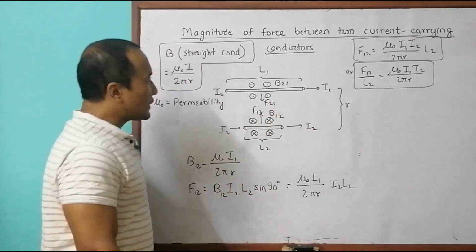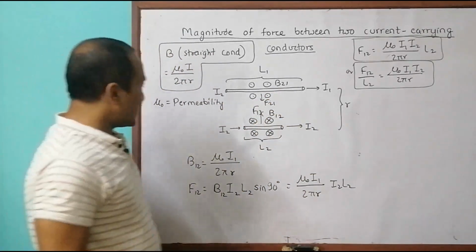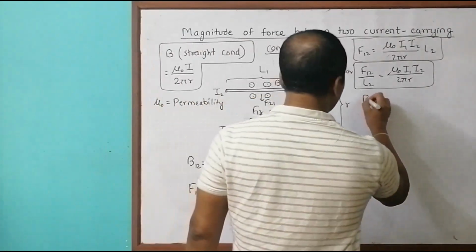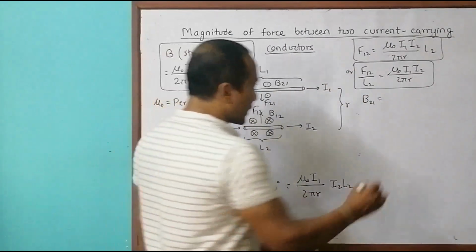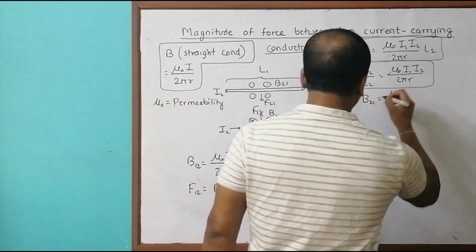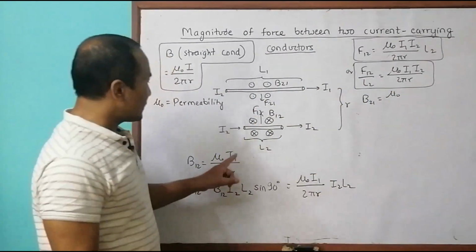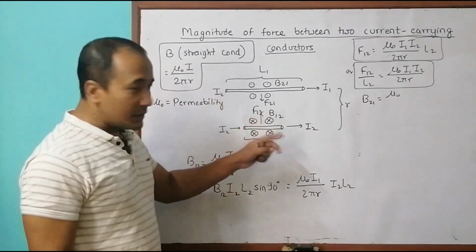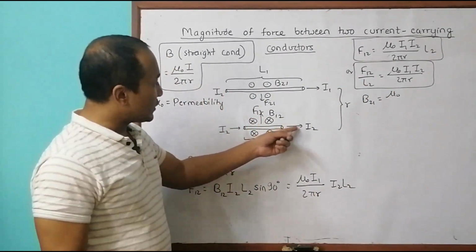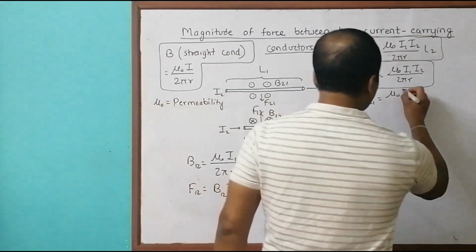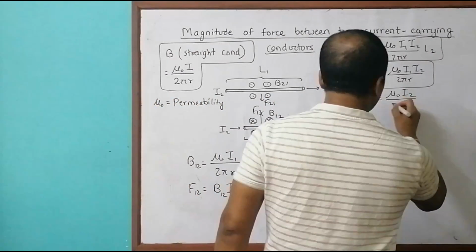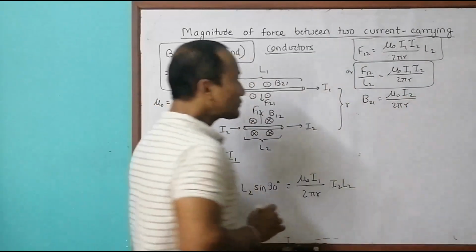So let's go for the magnetic field here also. The magnetic field will be B21. B21 should be equal to mu naught, it's okay, mu naught. Then instead of I1 it should be I2 now, because this is the cause. Its effect on this we are seeing. So the cause is I2, and then 2 pi R.